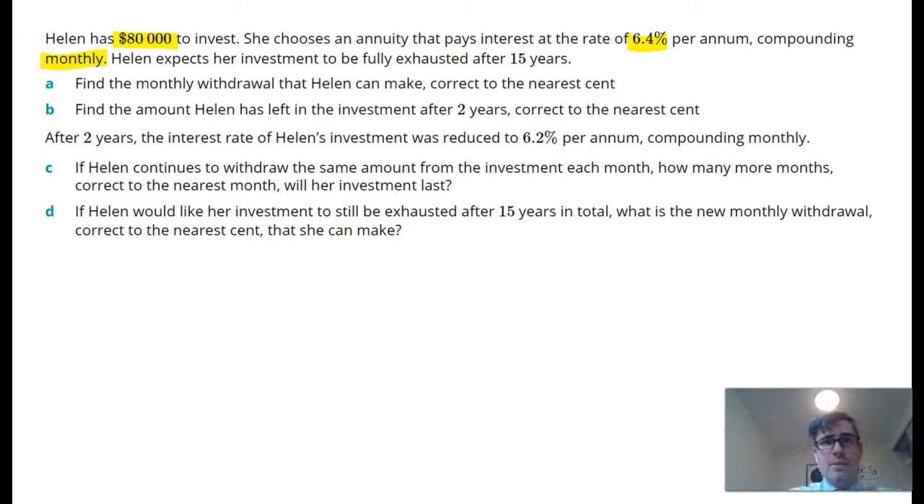Helen expects her investment to be fully exhausted after 15 years. Okay, so actually, sorry, she's invested the money, but she's obviously withdrawing money from it rather than just letting it grow if she's planning on exhausting it. So find the monthly withdrawal that Helen can make.